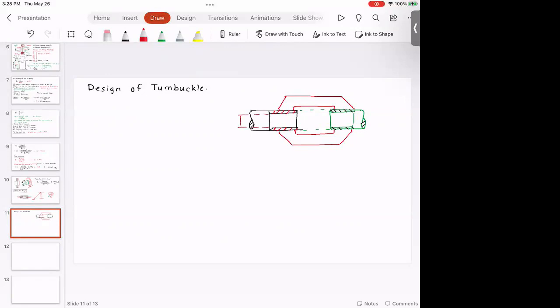This is the core diameter DC. This is the outside diameter D. This is capital D. This dimension is T. And there are different varieties of turnbuckle possible in design, but I'm just giving you one simple turnbuckle design. This is L.